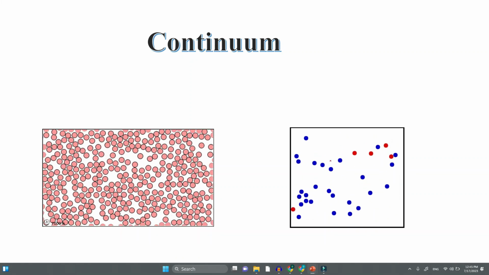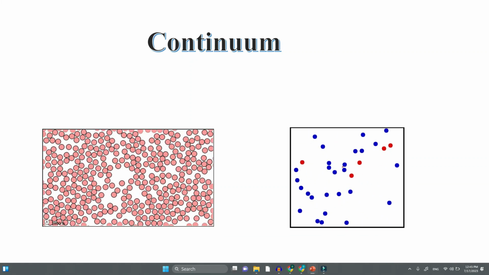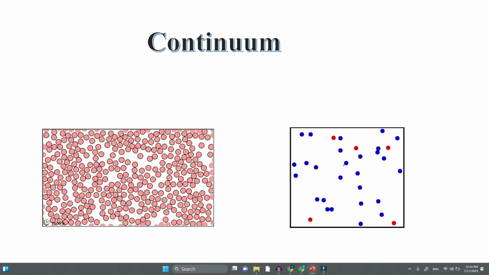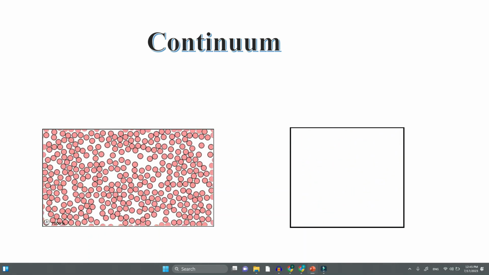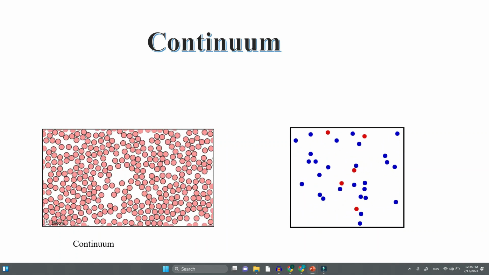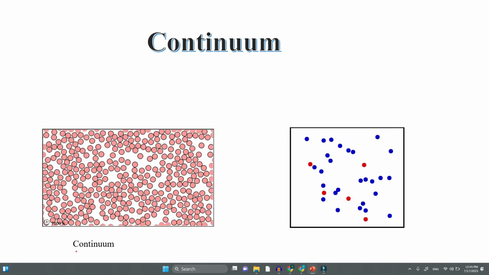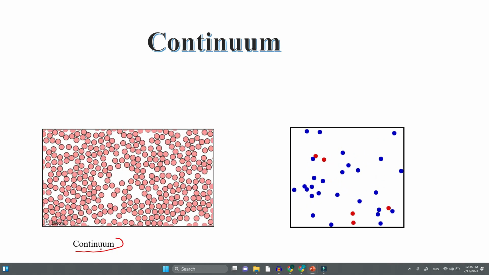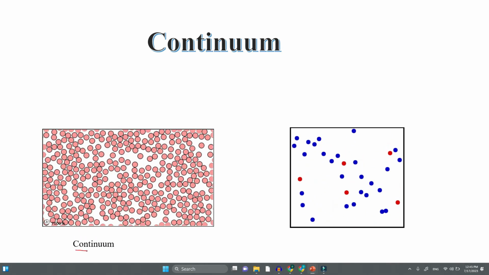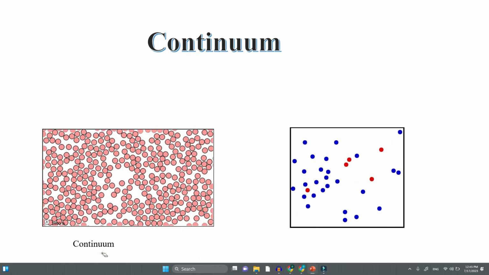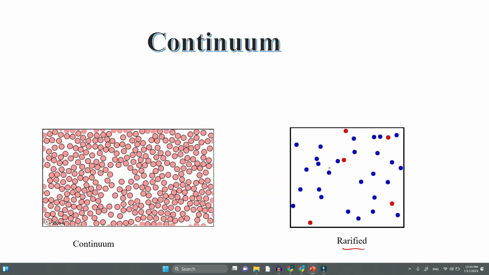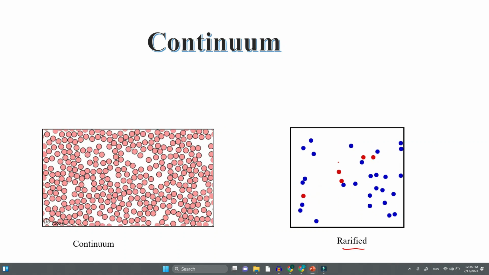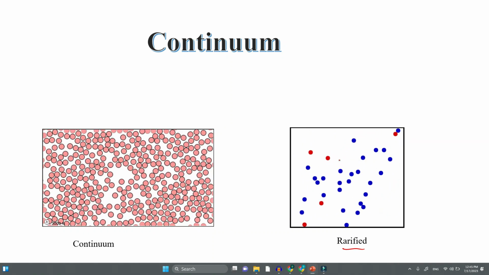and you can see the right side container here. These molecules are slightly separated. Here the molecules are almost close to each other, and you can see that the first container follows the continuum. You can use the continuum approach here, and the right you cannot use, that is a rarefied. Here the gas molecules are widely apart. So let us see what is continuum.